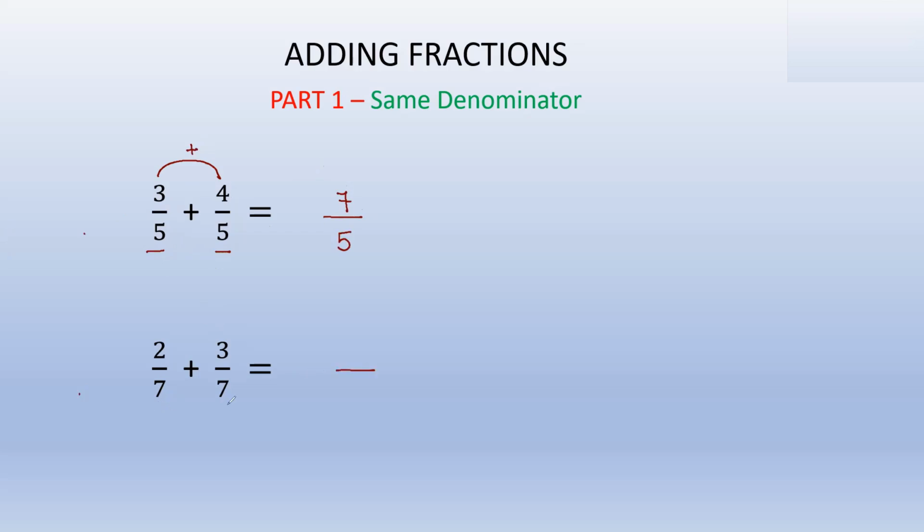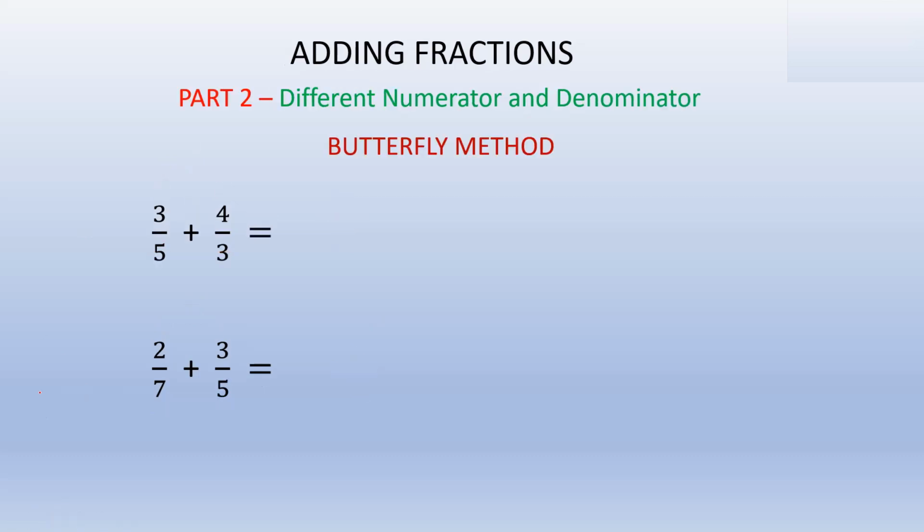Next, here we have denominator as 7. So we write down the denominator 7 of the answer and we simply add the numerators 2 and 3 together to form 5. Now, let us understand the next concept, part 2, where the numerators and denominators are different.